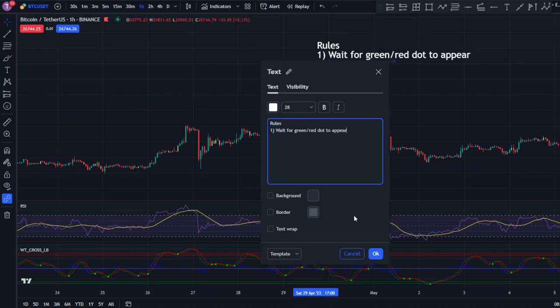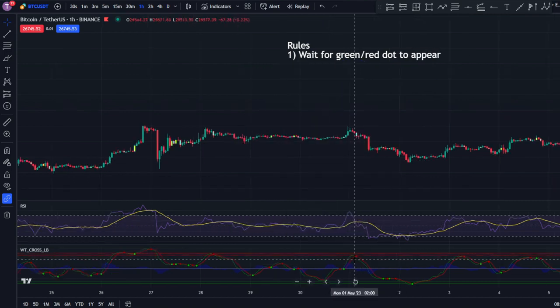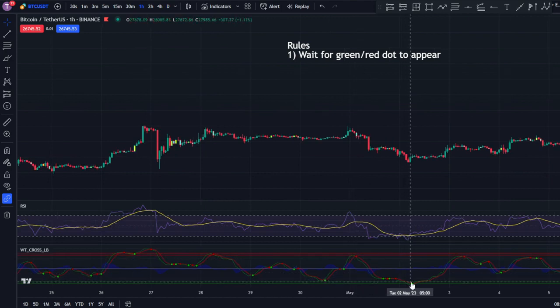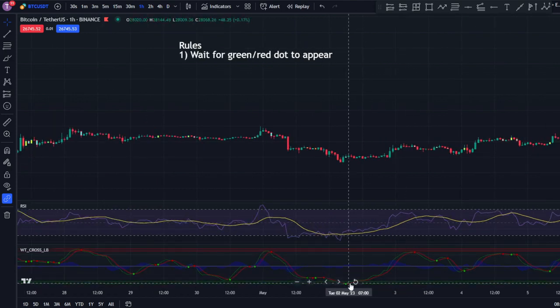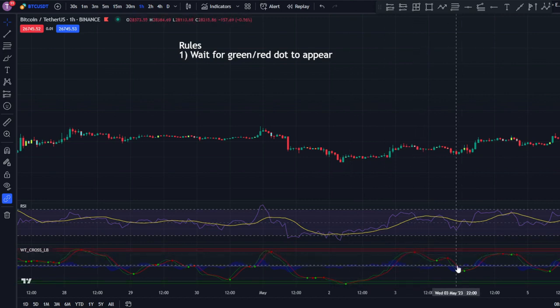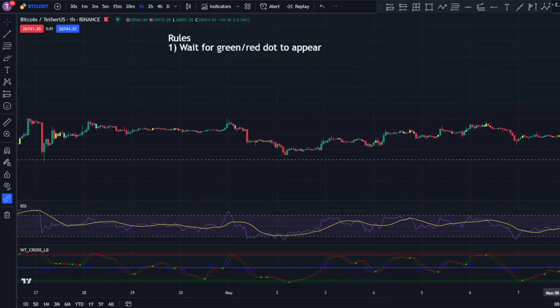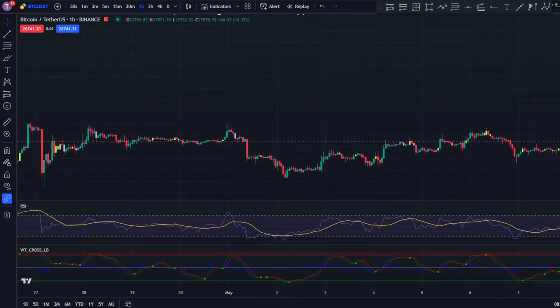You want to wait for the dots to appear, and when a dot appears, it means that the lines are going to cross over. As you can see here, the green line crosses over the red line here. The red line crosses below the green line here. The green line crosses above the red line here. So you can kind of expect when the green or red dot is about to appear, and usually when the green dot appears, it means that you are going to shift into an upward trend, and when the red dot appears, it means we're going to shift into a downward trend.